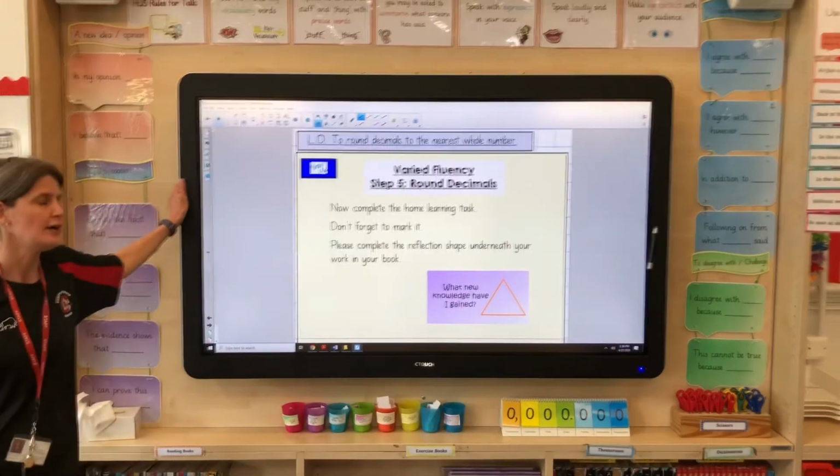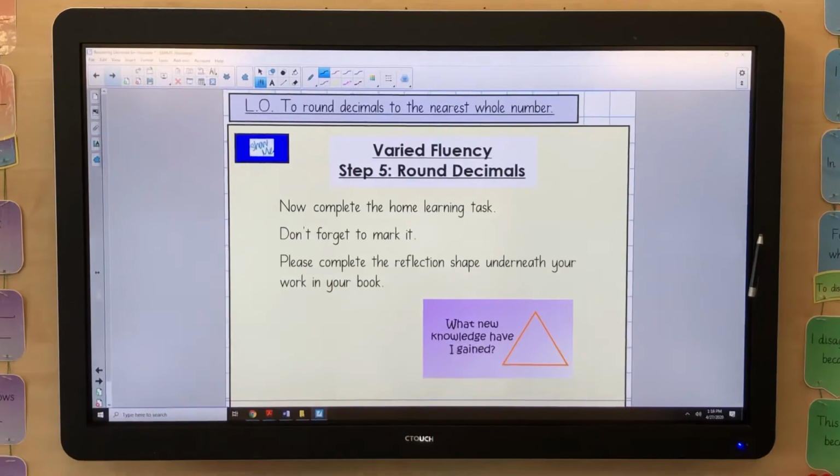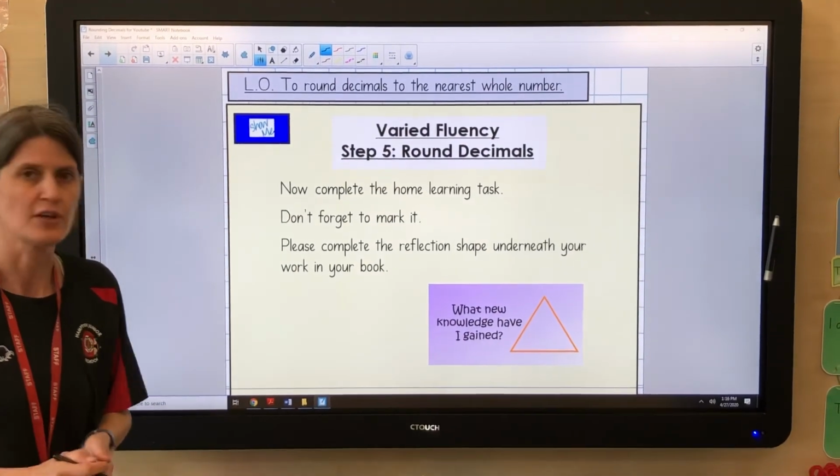Right, your turn now. You're ready to have a go at the task. It's the rounding decimals activity sheet. Don't forget to mark it when you've finished and have a go at a reflection shape.